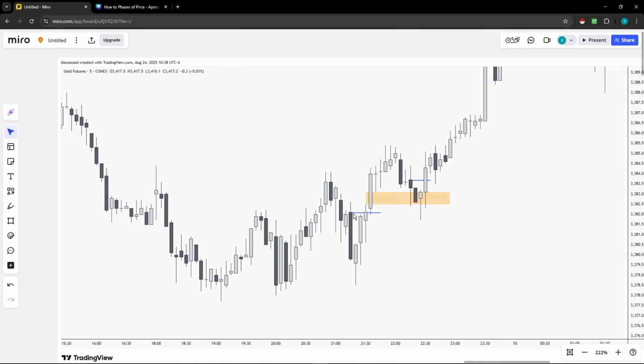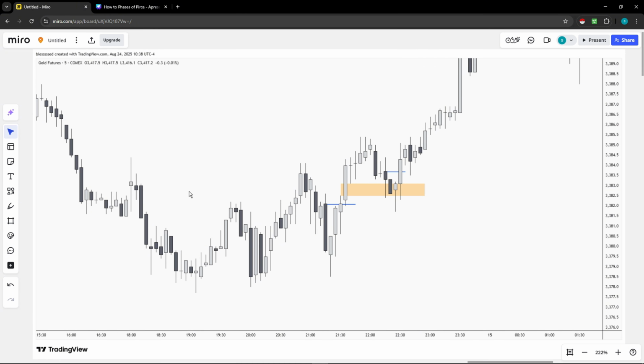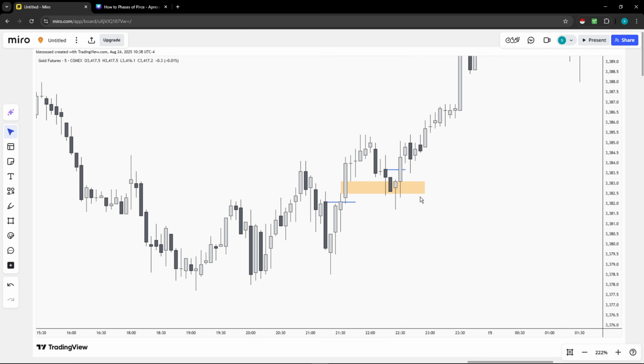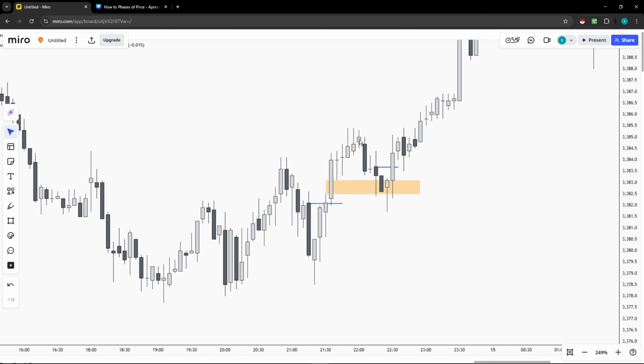Right after we have this change in the state of delivery, confirming that we're going to the upside, how do I trade the continuation of this expansion? Because I want to go long. Well, you trade it by waiting for a retracement, a small and shallow move. That's what a retracement is. A small and shallow move to the opposite of the range.